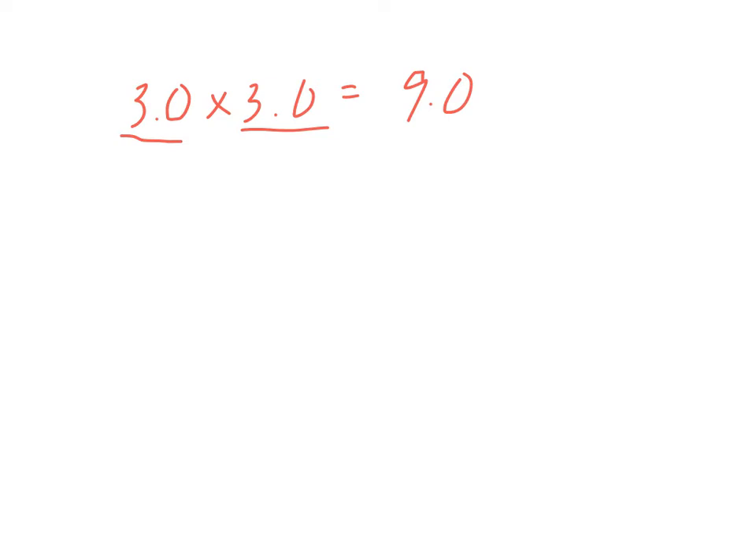So my answer should be 9.0. Now the idea with multiplication and division is essentially you have to look at the number of significant figures that your measurements have and then round off your answer to contain the same number of digits.